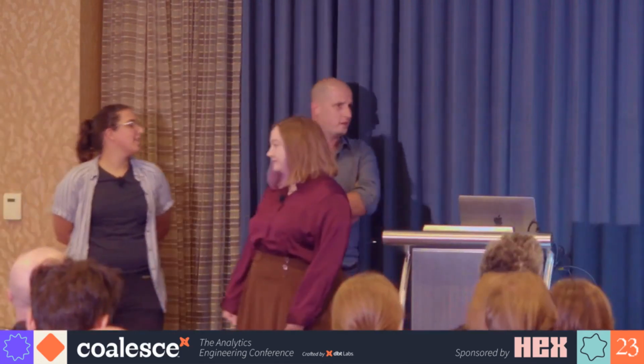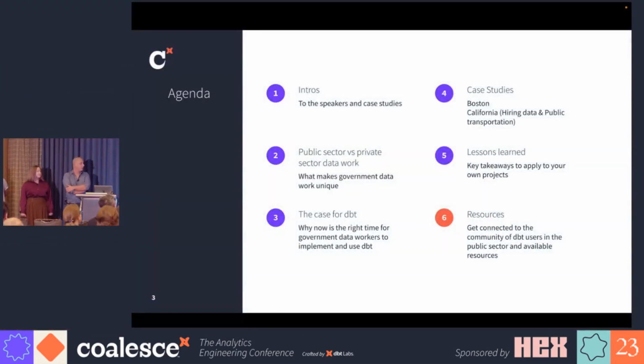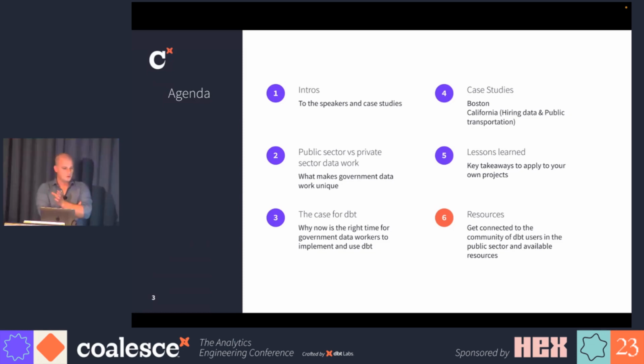I'm going to give a brief overview of our talk. We're going to start out by talking a little bit about public sector versus private sector data work, and what sorts of things make public sector data work a little different. Next, we're going to dig into why this might be a good time for public sector data workers to take a serious look at DBT for some of their data transformation needs.